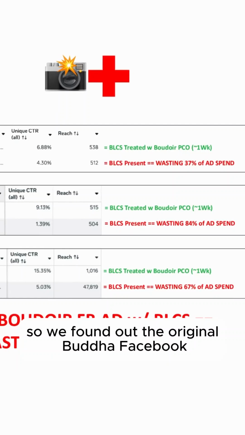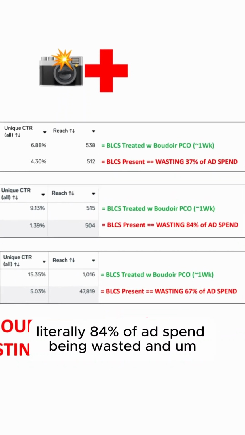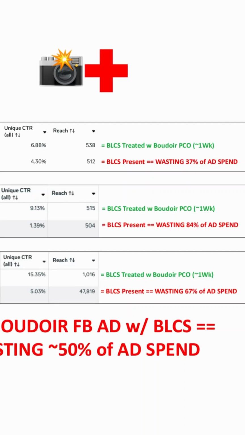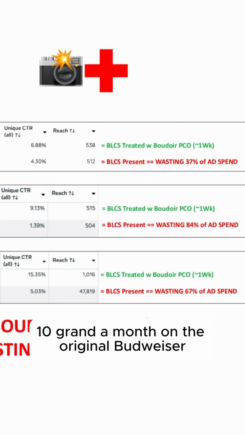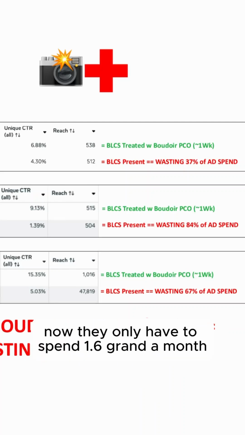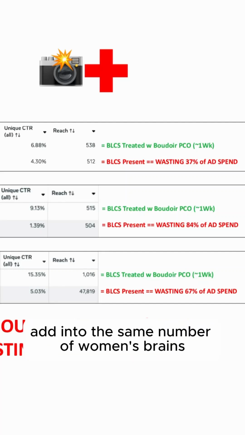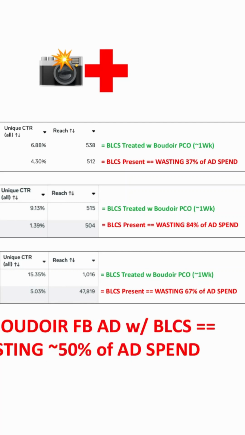So we found out the original Boudoir Facebook ad was actually wasting 84% of ad spend, literally 84% of ad spend being wasted. So that means if they're paying 10 grand a month on the original Boudoir Facebook ad, now they don't have to spend more than 1.6 grand a month with the Boudoir Pico treated ad to get their ad into the same number of women's brains.